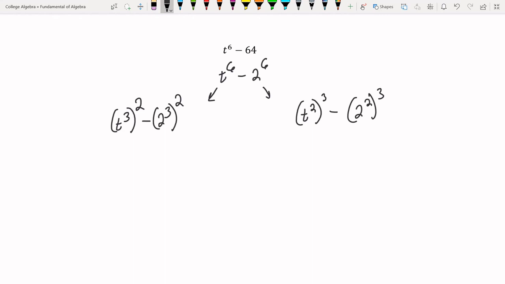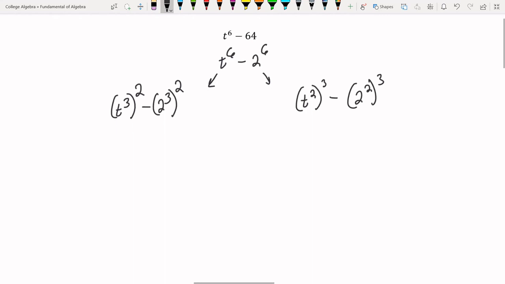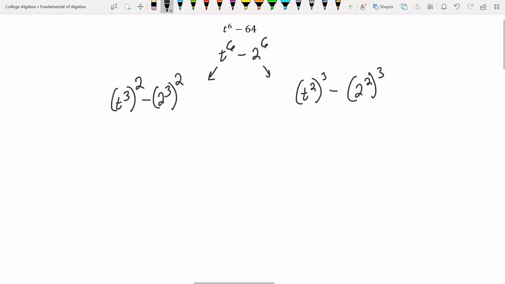Which one should you do? Well, you can do either one. You should get the same answer either way, as long as you're doing the work correctly. I would probably tend to go towards the difference of 2 squares. I think that's a little bit easier to work with. So a difference of 2 squares. This is going to be a plus b times a minus b.